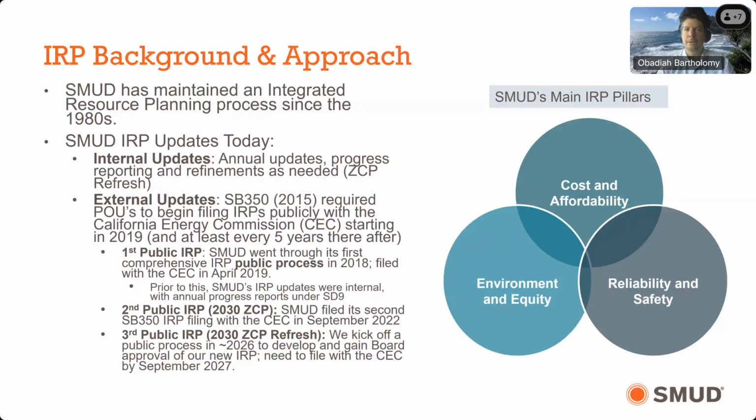So our integrated resource planning process at SMUD has been around since the 1980s. It's mostly been an internal process up until about 2015, when SB 350 was passed, which required a public filing with the CEC, the Energy Commission in California, every 5 years. So we've now filed 2 of those, our first in 2019, and then more recently an update that was consistent with our zero carbon plan. And then we're eyeing a 2026 start on our next round of integrated resource plan to meet that requirement. These plans have 3 main pillars: costs and affordability, environment and equity, and reliability and safety guiding them.